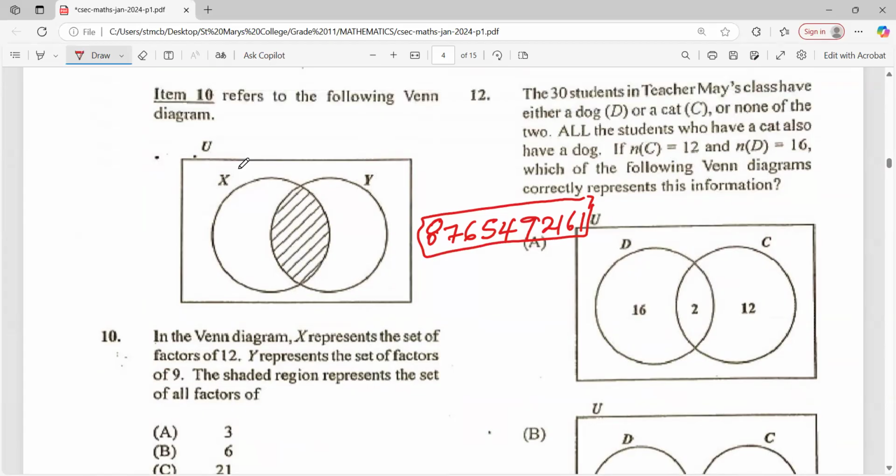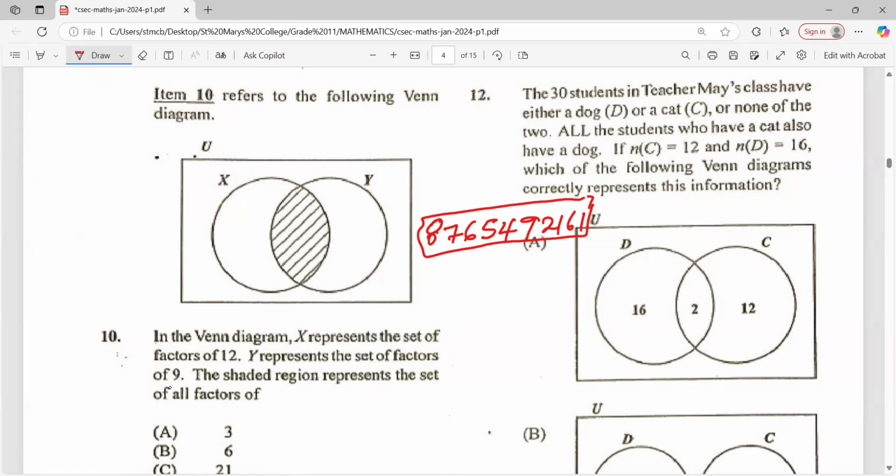All right, item 10 refers to the following Venn diagram. In the Venn diagram, X represents the set of factors of 12, Y represents the set of factors of 9. The shaded region represents the set of factors of. So factors are numbers that can go into the number without leaving a remainder.